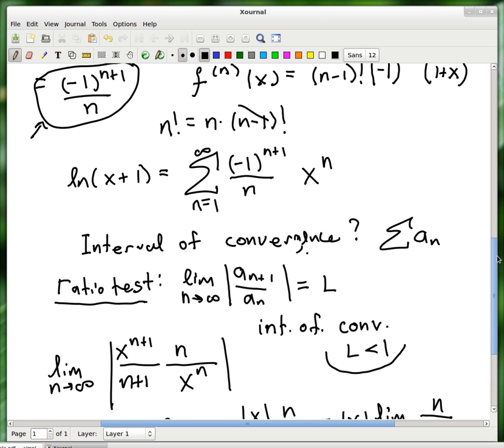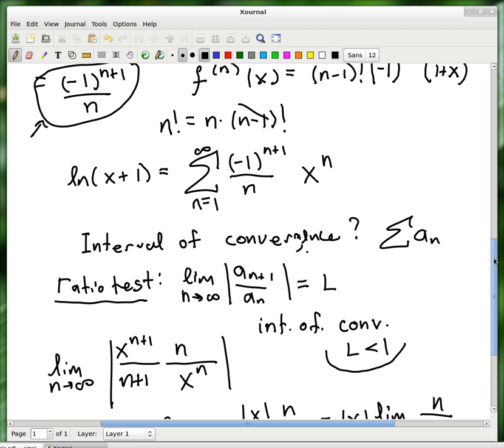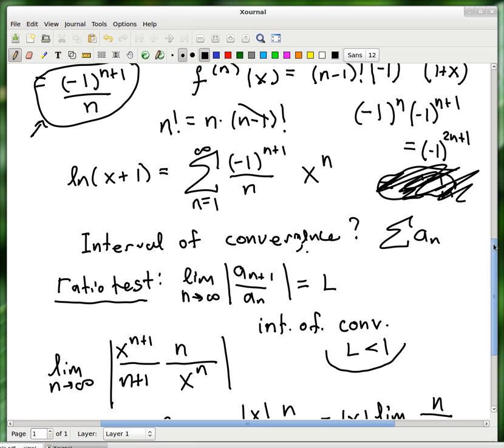What happens if you put in -1? Then you get (-1) to the n times (-1) to the n plus 1. It's going to be the same as (-1) to the 2n plus 1. No matter what you put in for n, this is going to be an odd number, so it's just the same as being negative. So what you get when you put in -1 is the negative harmonic series, -1 over n. This just diverges because the harmonic series diverges.